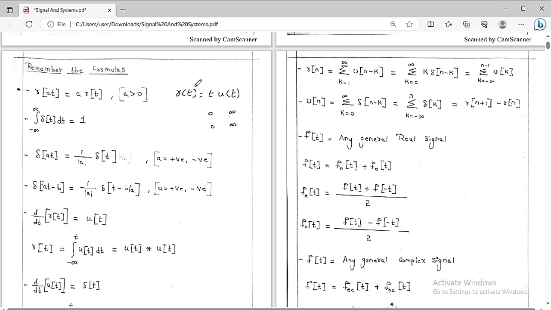Therefore we can say R of at is equal to at into U of t. If you take a common, then what you get is a times the bracket t into U of t.